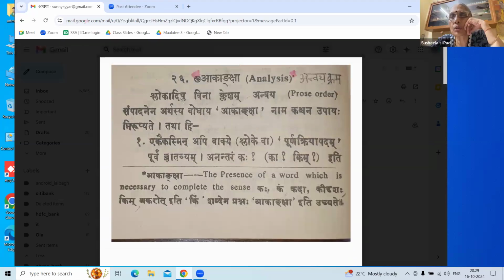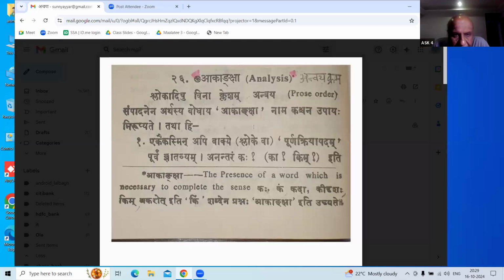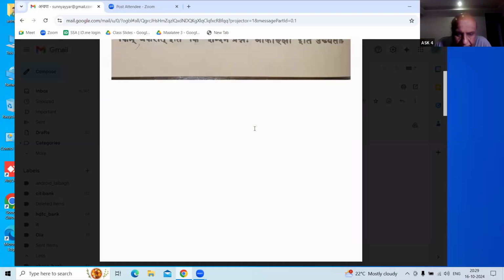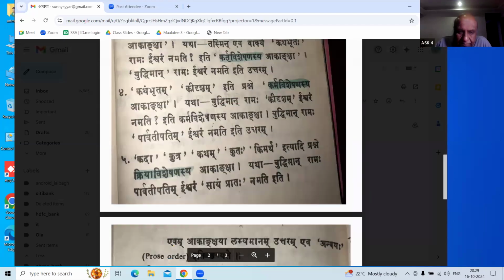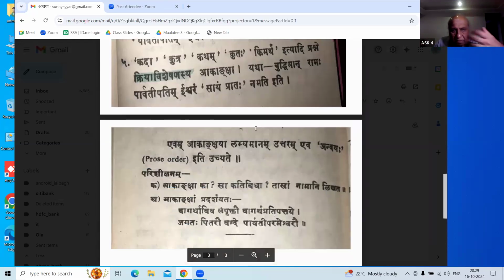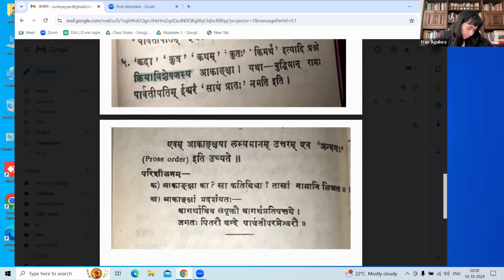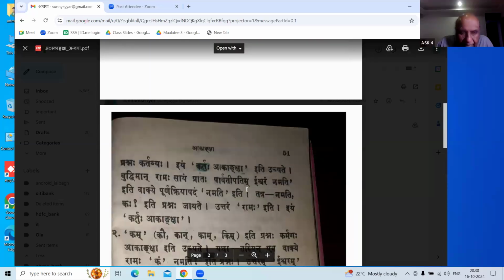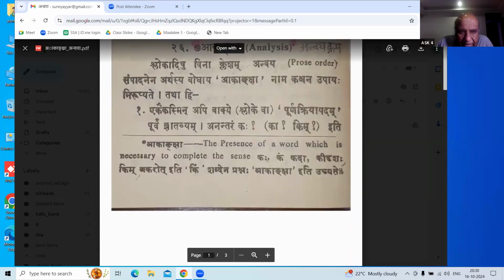See, shlokadishu vina klesham anvayah sampadanena arthasya bodhaya akanksha. Uttamam. Okay, so that is the answer. Correct. Please refer to the slides itself. Because it's a dual practice, you'll also get practice in saying it in Sanskrit. You can say it in English, and the concepts will be very clear. Next question. Sa kativida, Francis. Panchavidha. Sa panchavidha. Tani kani.